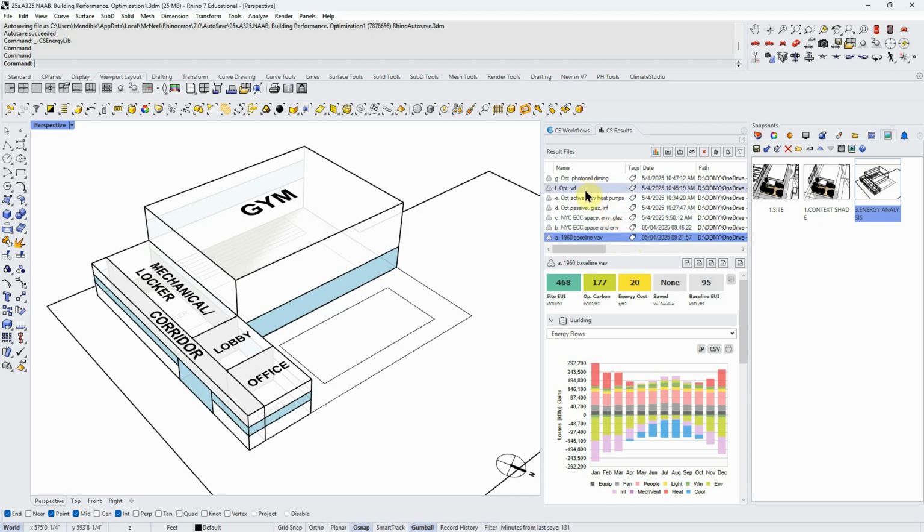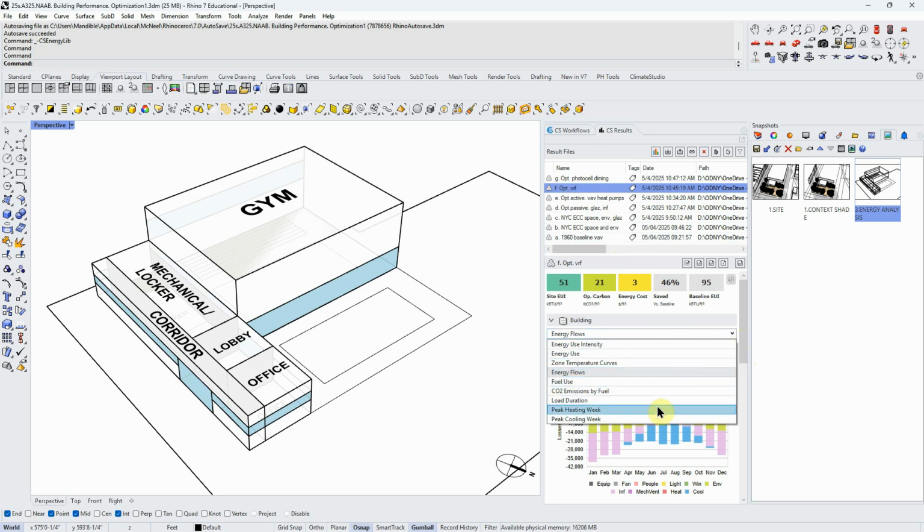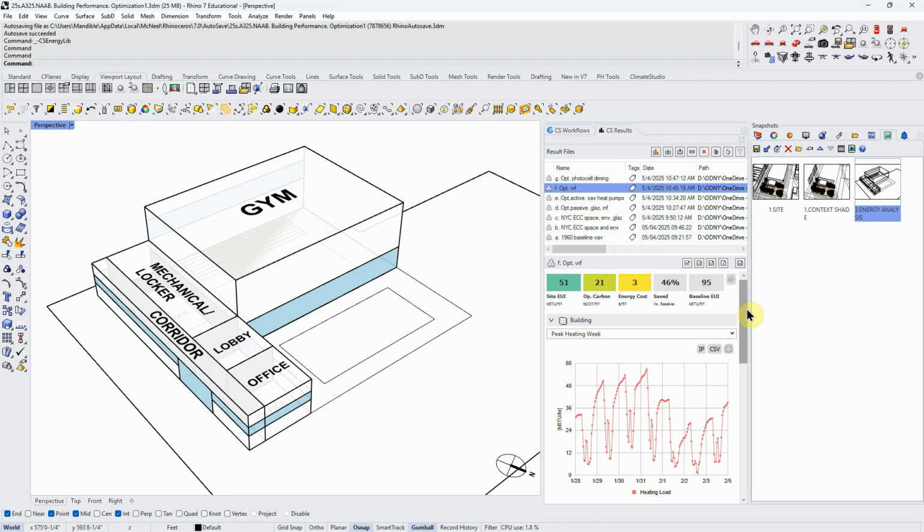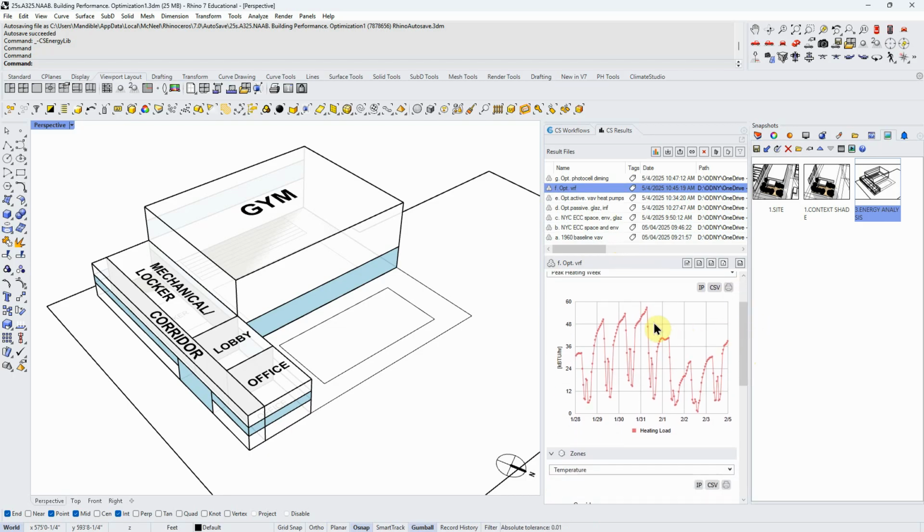Here's where I optimized. This is from the last video. If I go down, not look at the energy flows chart, I look at the peak heating and cooling week chart. Remember, we're designing our systems for peaks, right? Even if it's not that often, we have to be able to produce this peak. And that looks like, I don't know, 55 kilobTUs per hour.